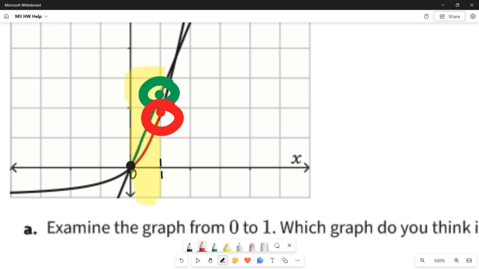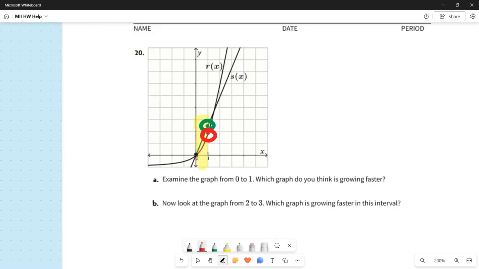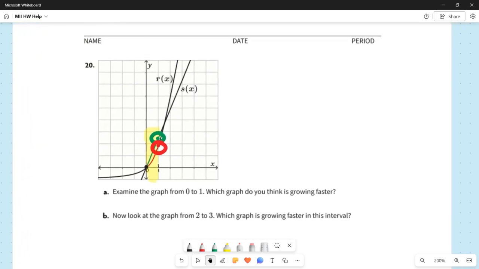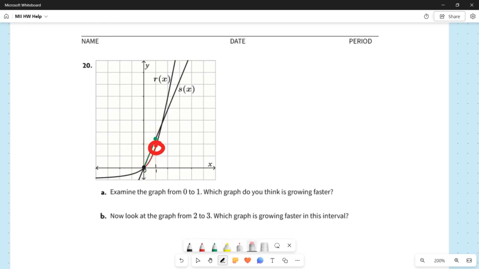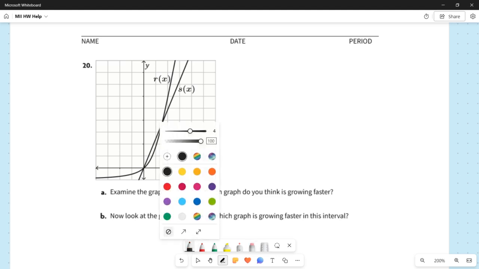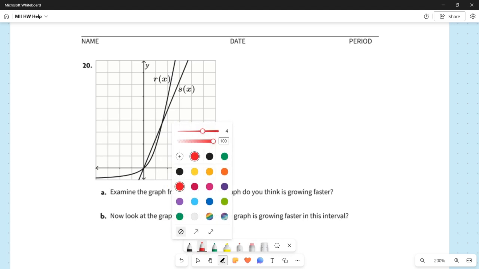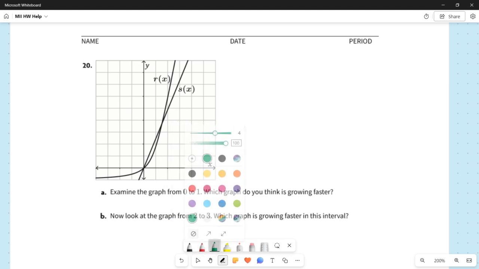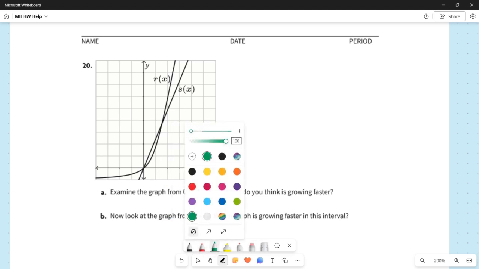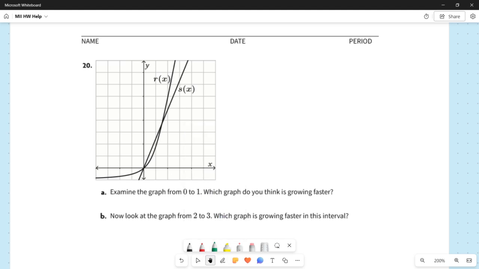So let's see if we can get this back to normal. Go back to 200%. Bring this over. I'm going to clear this out. Let me actually change all these back before I forget. So this is to 1. This is to 1. And that's to 1. Okay. So which graph is growing faster between 0 and 1? It looks like the linear graph is growing faster, which was s of x.